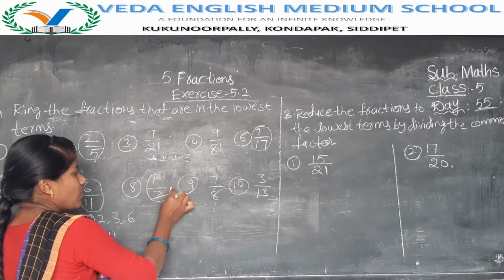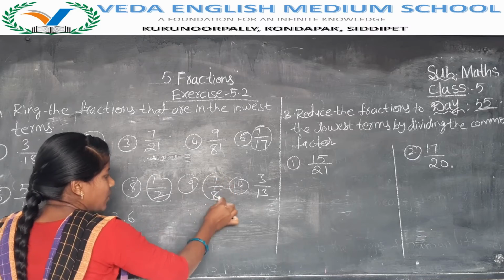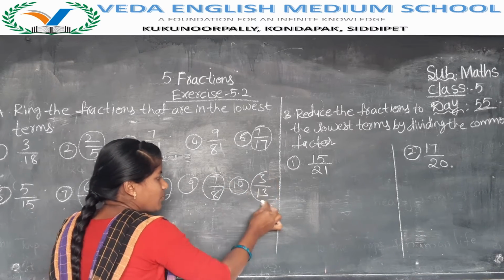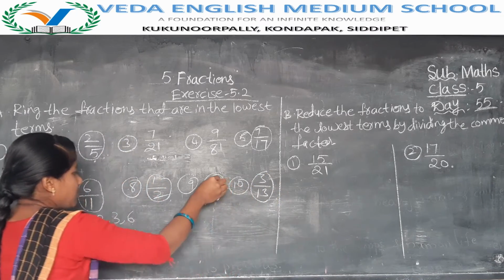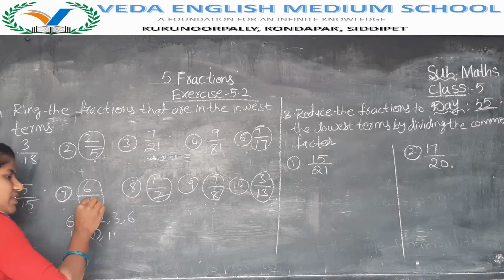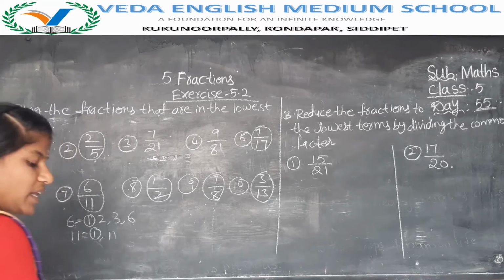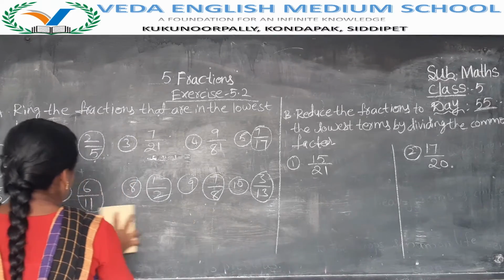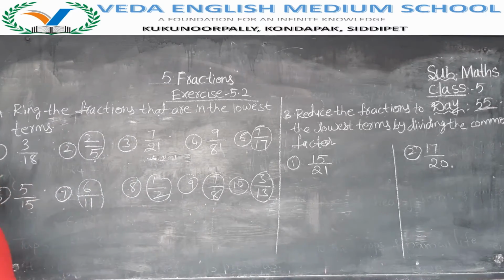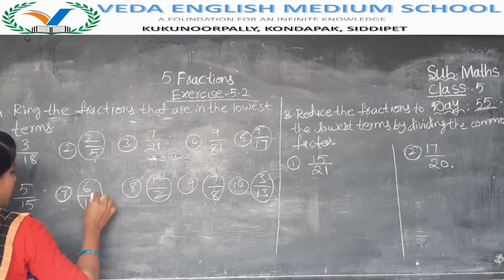1 by 2 is in lowest term, 7 by 8 is in the lowest term, 3 by 13 is in the lowest form because both are prime numbers. Here 7 is a prime number, here 2 is a prime number, here 11 is a prime number. That is what I said: either the numerator or the denominator should be a prime number, then the given fraction is exactly in the lowest term.